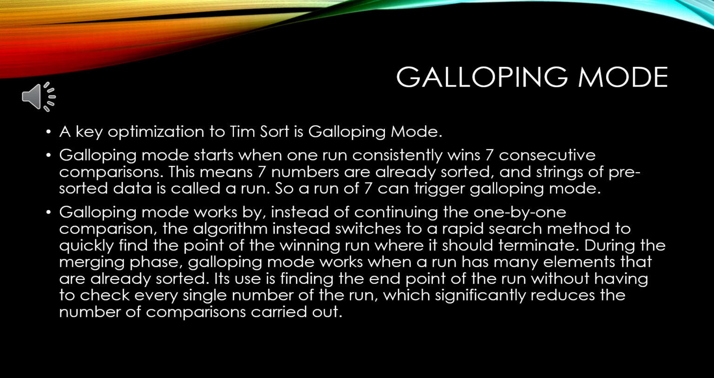If you have a particular run with 10,000 elements and a second run with 10 elements, you don't want to compare thousands and thousands of times unnecessarily. Galloping mode finds where the block of 10,000 belongs almost instantly. It gives TimSort its name. It speeds up the merge dramatically.